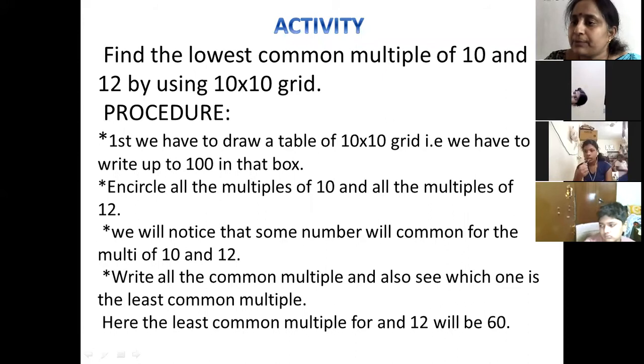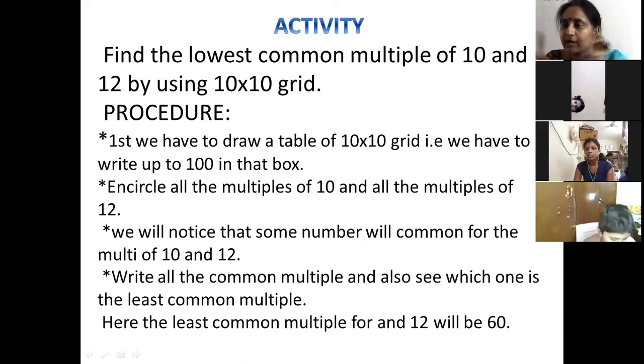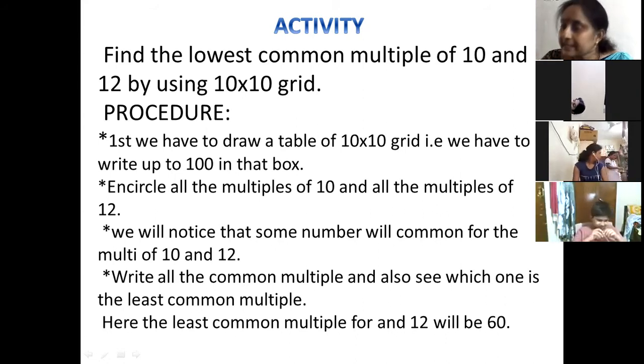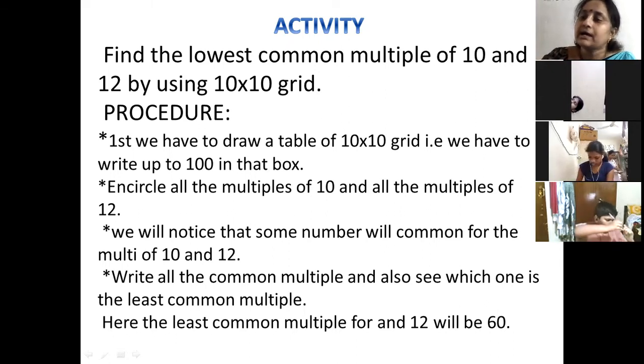Find the lowest common multiple of 10 and 12 by using a 10 by 10 grid. That means you have to draw a 10 by 10 grid and write the numbers 1 to 100 in that. First color multiples of 10 with one color and multiples of 12 using another color. So on one number, you will get two colors. Those are the common multiples of 10 and 12. From that, you have to take the least common multiple. To find the least common multiple, you have to first write the common multiples and then from that take the least one. So that is the LCM of 10 and 12.